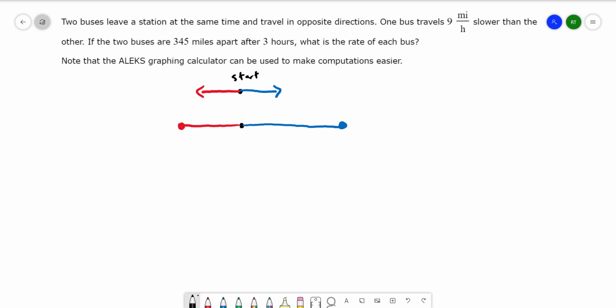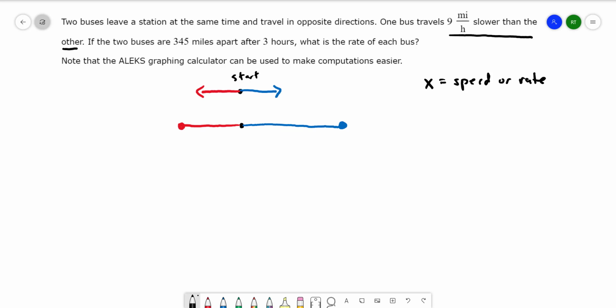It said one bus travels 9 miles per hour slower than the other. So this is an important note to keep in mind: if they tell you that one of them is slower than the other by a certain amount, that means the 2 rates are related to each other. So their speed is related, which means we can use the same variable to represent speed. So I'm going to make a little side note that x is going to be the speed, or in other words, the rate, right? How fast you're going.